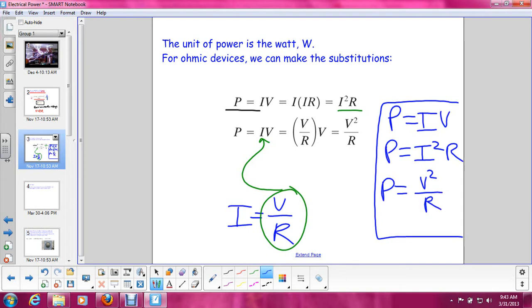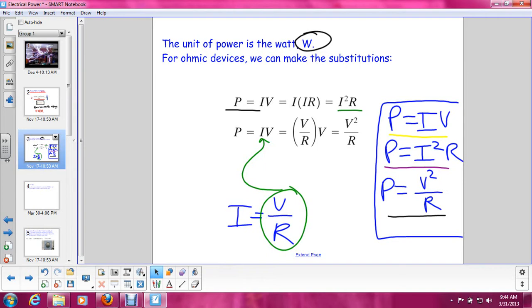We have just substituted. So if you're given a problem that has current and voltage in it and it's asking for power, you'll use this one. If you're given a problem that has current and resistance and asks for power, you're going to use this one. And finally, if you're given a problem that has voltage and resistance and asks for power, you use the last one. So you have your pick of whichever one of these equations fits what you are given in your problem. The unit of power is still the watt. That has not changed, joules per second.